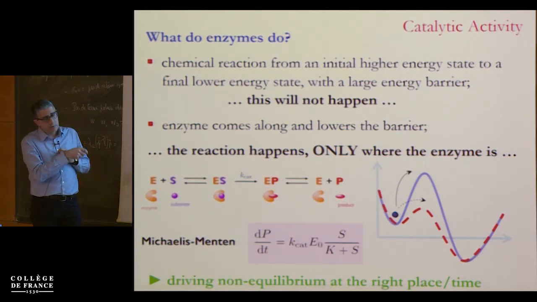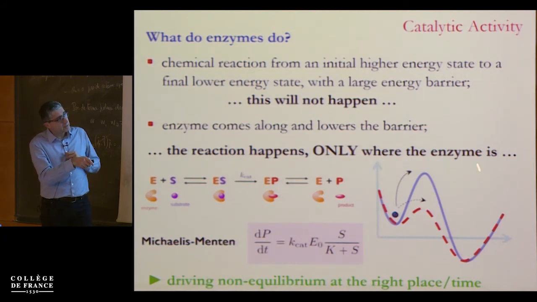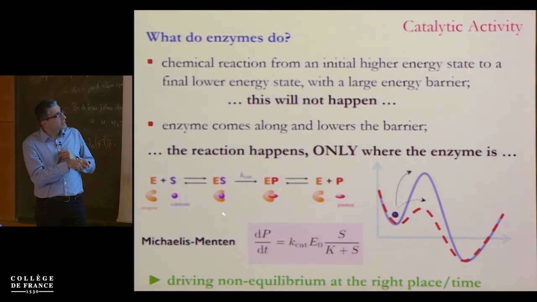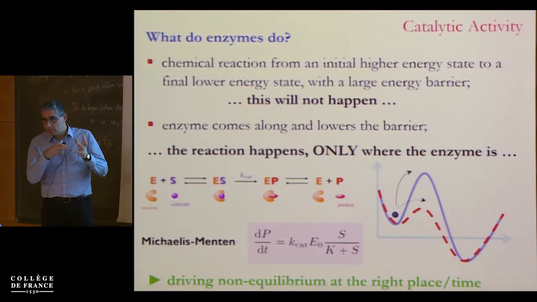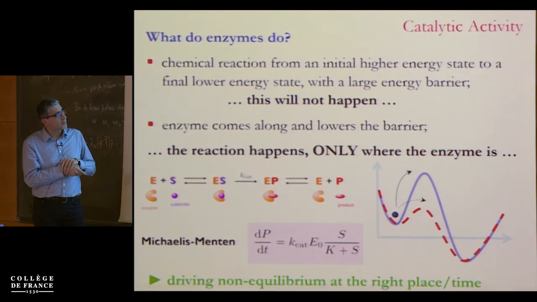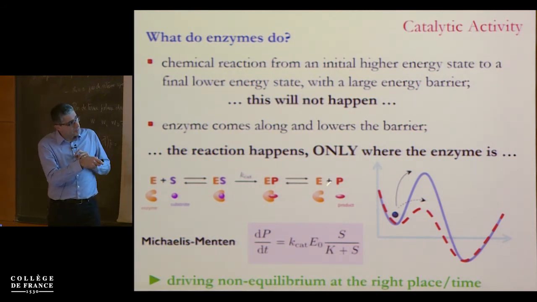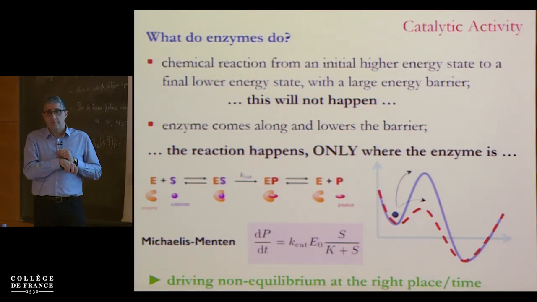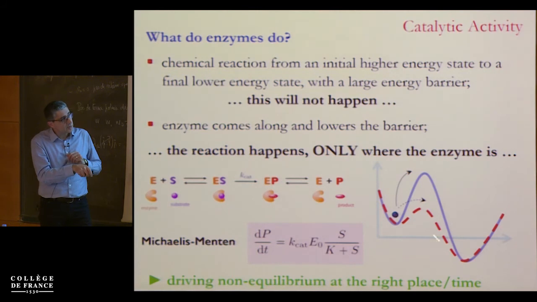Substrate here is using the language of biochemists. But there is a big barrier in between, and this will happen over a very long period. When the enzyme comes along, it will somehow modify the shape of that substrate molecule, and the binding will facilitate the opening of the bonds and so on, and somehow the release of the product is facilitated. So it's equivalent to saying that the barrier between these two states is lowered, and therefore this transition happens much more efficiently.